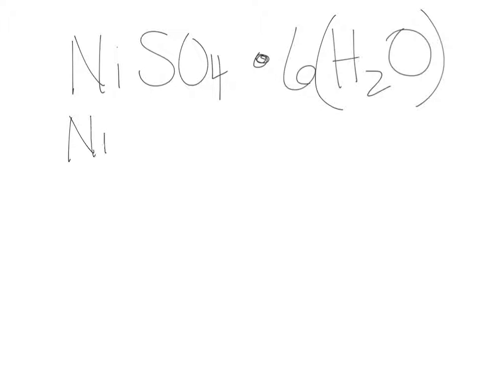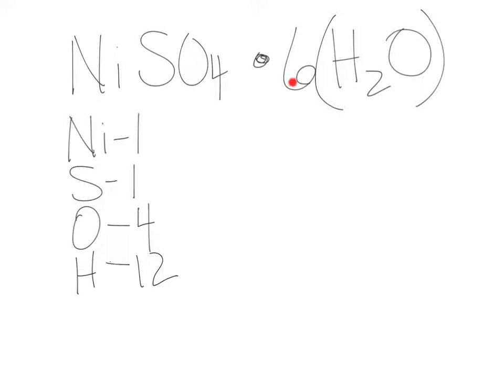So nickel atoms, we have 1. Sulfur atoms, we have 1. Oxygen, we have 4 here, but there's going to be more. So over here, when we multiply through, we have 12 H's. And then 6 more oxygen, so I'm going to change this number to 10. Now when I add them up, we have 12 and 10, 22, 23, 24 atoms.